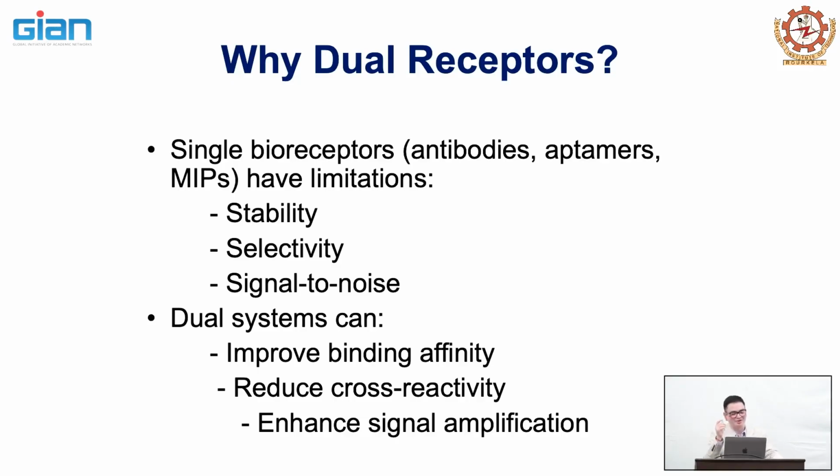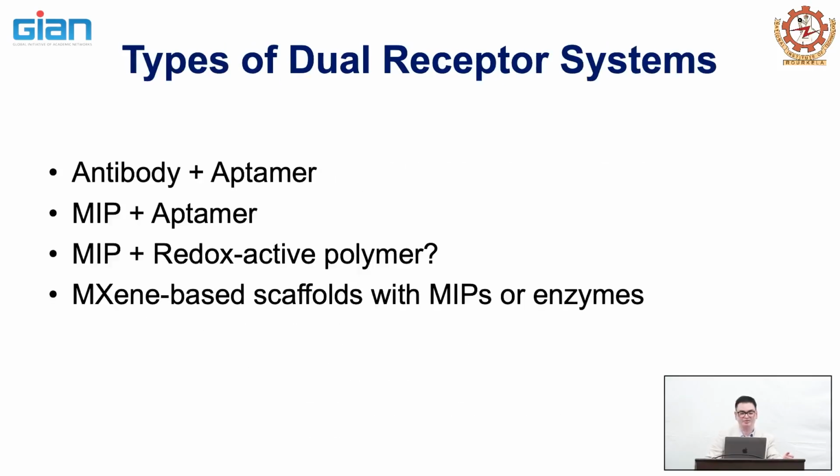So we have dual receptors, wherein you combine the two receptor systems, and we do this to improve the binding affinity, to reduce cross-reactivity, and most importantly, to enhance signal amplification. And there are several types of dual receptor systems. You can combine an antibody with an aptamer. You can combine a MIP with an aptamer. You can combine a MIP with a redox active polymer. You can combine MXenes-based scaffolds with MIPs or enzymes.